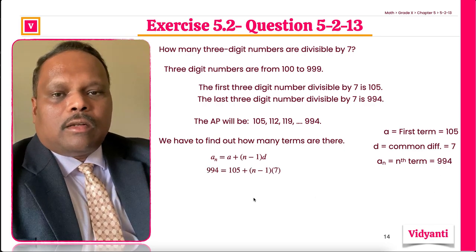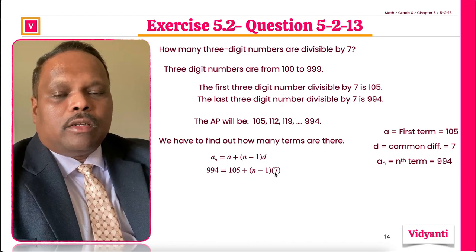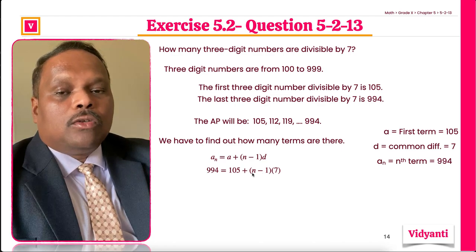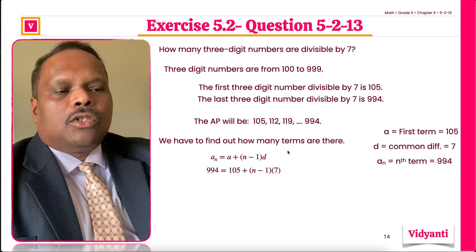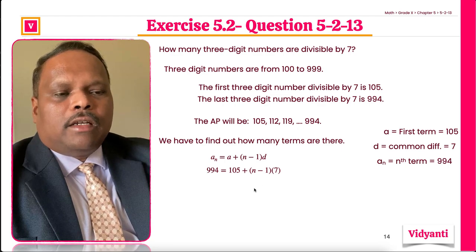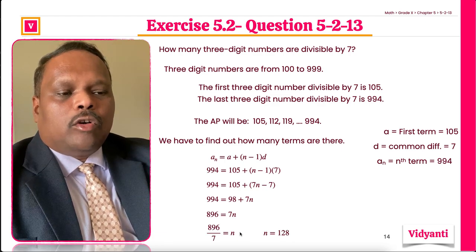So it's just a matter of substitution. 994 equals 105, the first term, plus n minus 1 times 7. Remember, n is the unknown because we want to know which term 994 is. What is the number of this 994 if everything is arranged in ascending order? So let's expand the bracket. 7 times n minus 1 will become 7n minus 7. 105 minus 7 will become 98. 98 can be transferred to the other side. It will become 896 equals 7n. Let's divide both sides by 7 and your answer will come out to be 128.